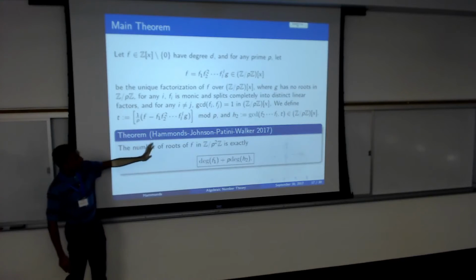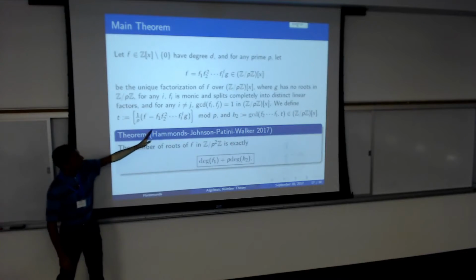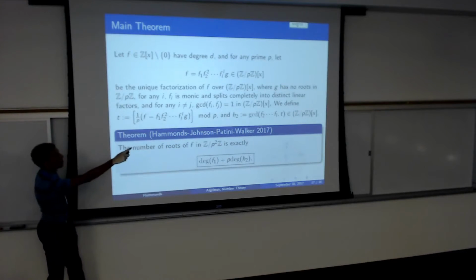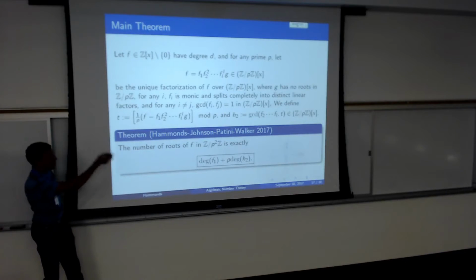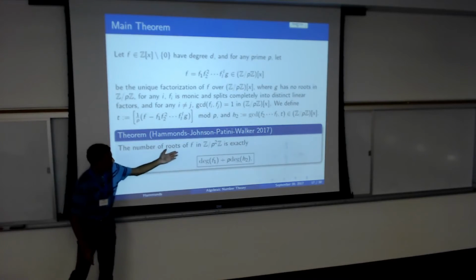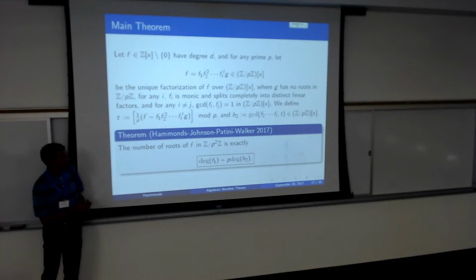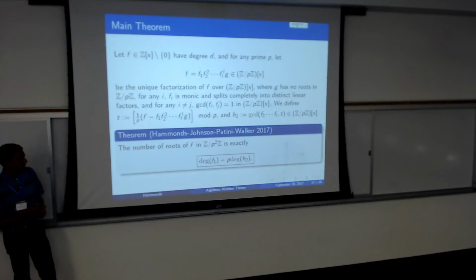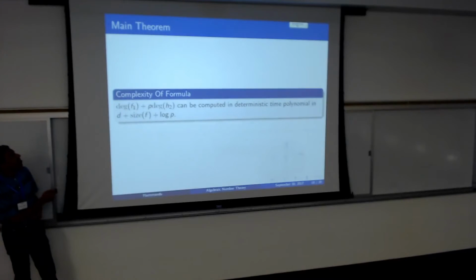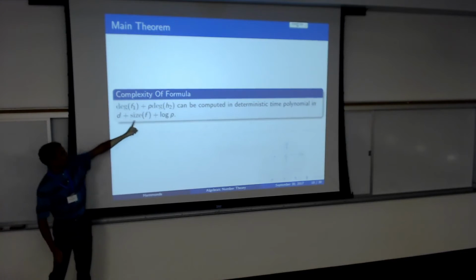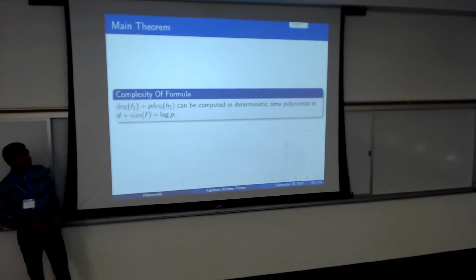And then if we define h2 to be the GCD of all of those linear factors with multiplicity greater than 1 and t, so the product of those and t, then this theorem says that the number of roots of f in Z mod p squared is exactly the degree of f1 plus p times the degree of h2. And I think that's pretty neat. So I guess I'll talk about the complexity. Like I said, it can be computed in deterministic polynomial time, and it's polynomial in d plus the size of f plus the log of p.